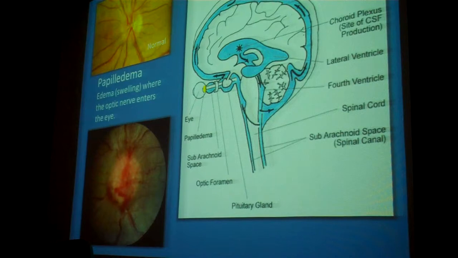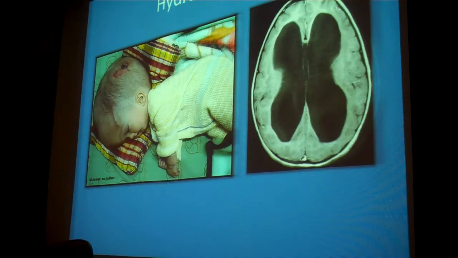Now, what would happen if we blocked it here? Then we start building pressure up in the ventricles, and you get things like this. Look at all that fluid in that ventricle. That's huge. Is that what they call the water? Hydrocephalus, water head. Right, water brain, basically.